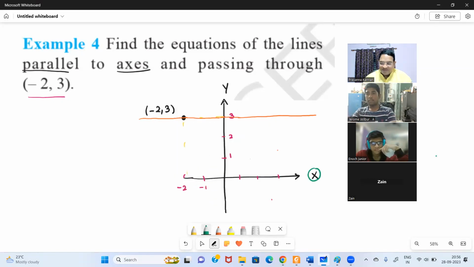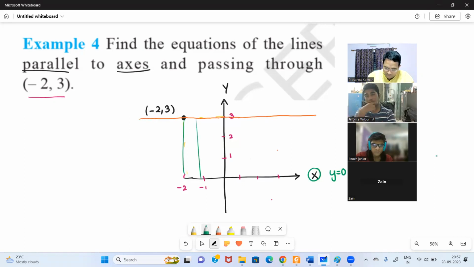What is this line? What is the x-axis called? What is the equation of the x-axis? y is equal to 0. Yes. Any line parallel to the x-axis will be of the form y equal to constant. So isn't the line which I've drawn with orange color parallel to the x-axis? Yes or no?